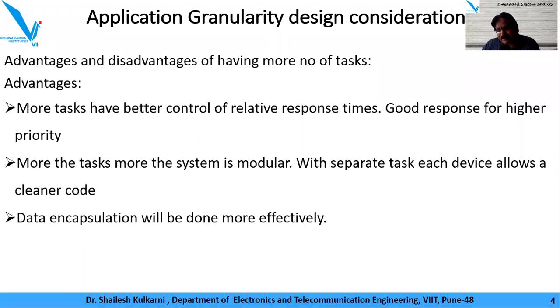One more important aspect is that data encapsulation is done in a more effective fashion. More number of tasks means you can encapsulate data among these tasks very effectively, as against having fewer tasks. Because when you have fewer tasks, data encapsulation again becomes a matter of shared data problems, a matter of sharing data. And when you have encapsulation of data, it might not be that feasible to share that encapsulated data among different tasks. So when you intend to have encapsulation of data in your application, it is always better to have more number of tasks.